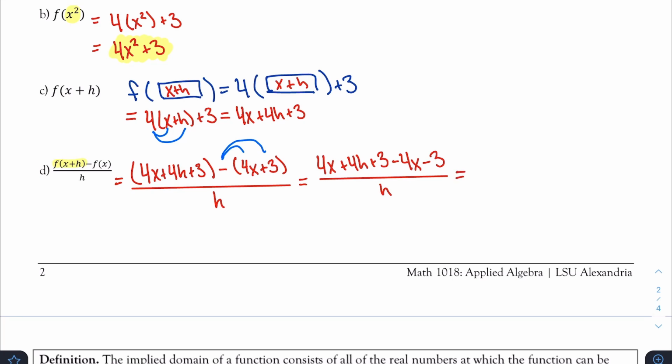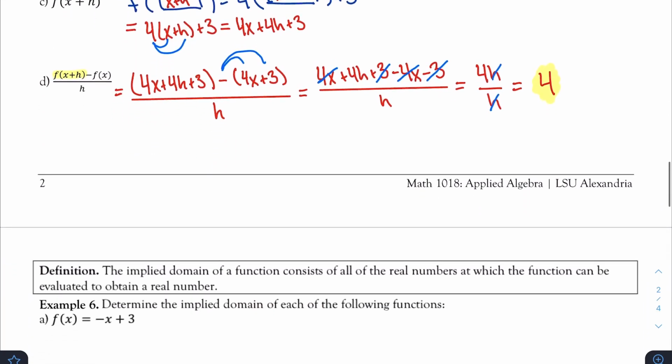Continuing my cleanup work, here I have 4x minus 4x, and then I have 3 minus 3. This gives me 4h over h, which I can take one step further. Since h over h can cancel each other out, this gives me 4. And clearly 4 is a very clean number for us. So we are done with part D. I used what I knew from part C and my beginning information to fill in the blanks, and then I worked from there. So we're done with example 5.